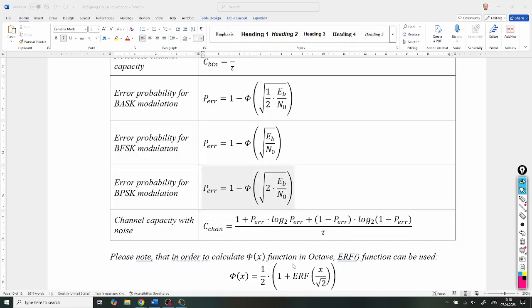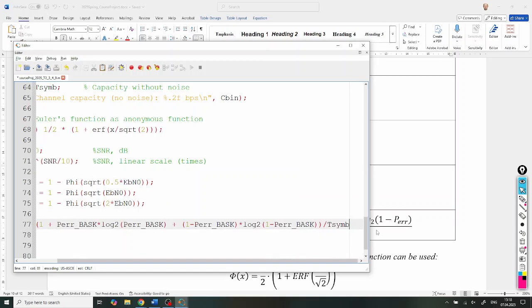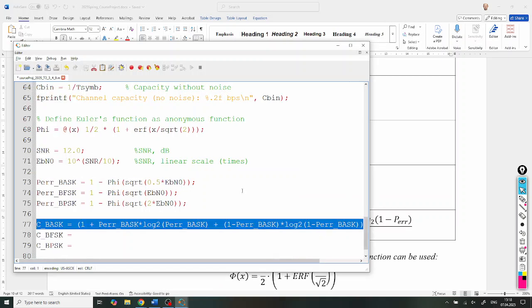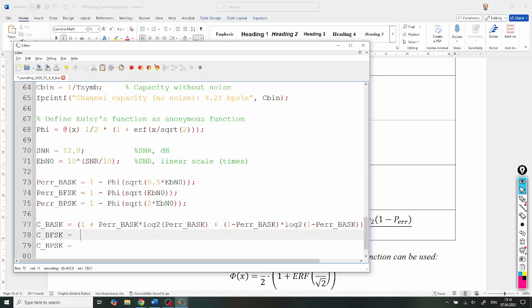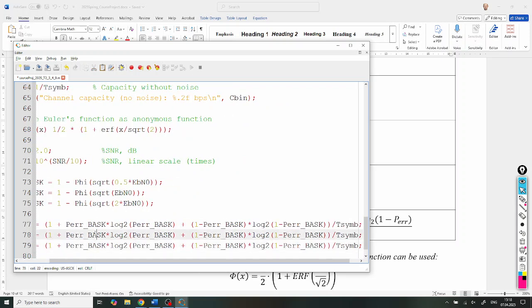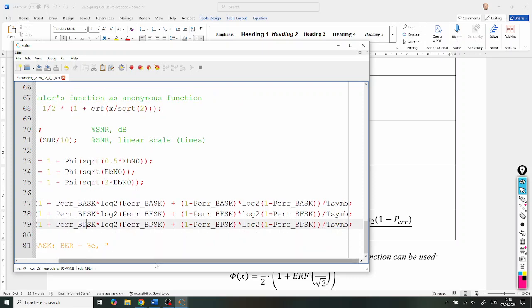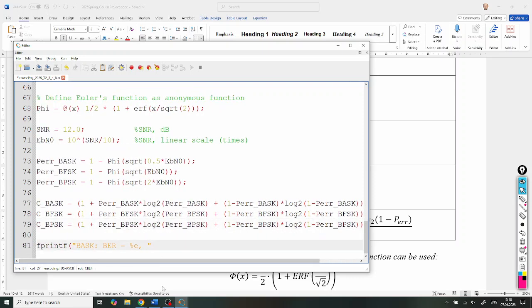So the same formula will be for frequency shift keying and phase shift keying. Again, you only need one. I'm doing all of them just for demonstration purposes. So I need to change it in 4 places. And here also 4 places. And now I'm going to make a print statement to display it all. Error probability and the capacity.